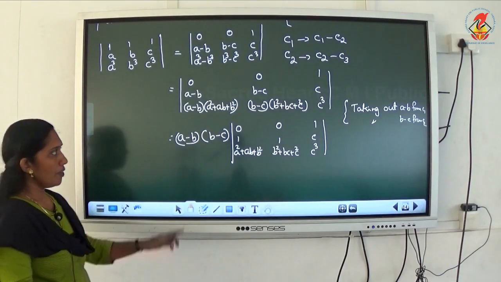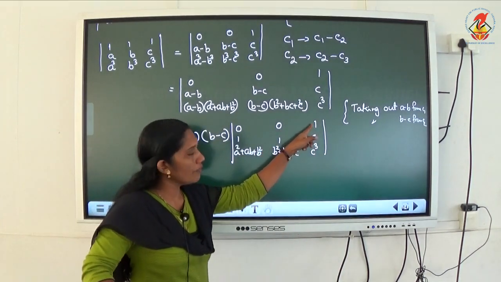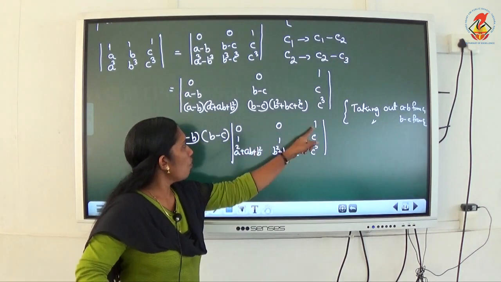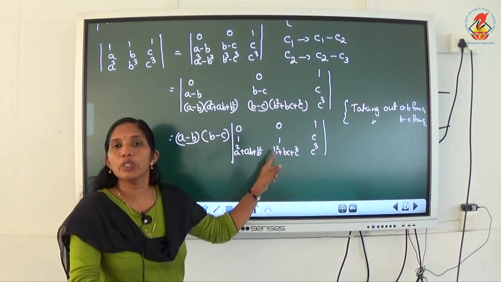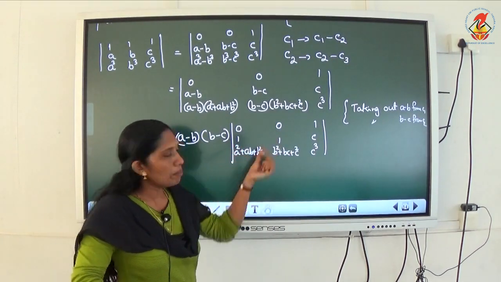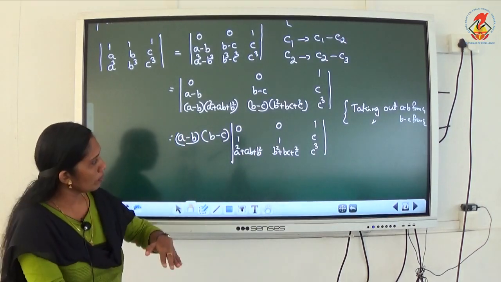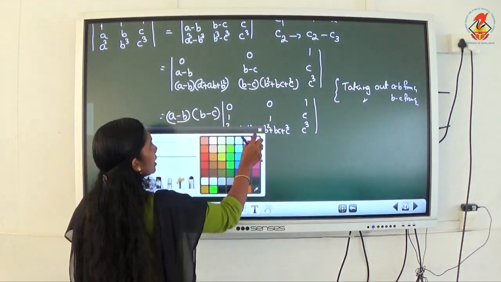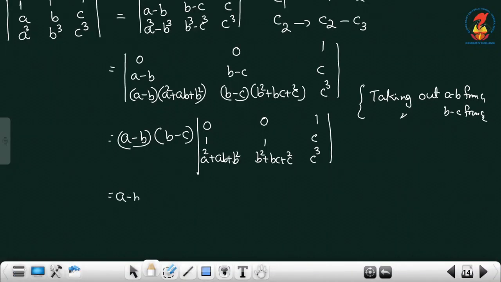Now again we can simplify. Here two elements are 0, only one element in the first row. We can expand, but when we expand 1 into, we get this 2 by 2 determinant. When we multiply it's a little bit difficult. So one more step we can do. A minus b into b minus c into, when we subtract these 1 and 1, that becomes 0. Here we can again factorize.